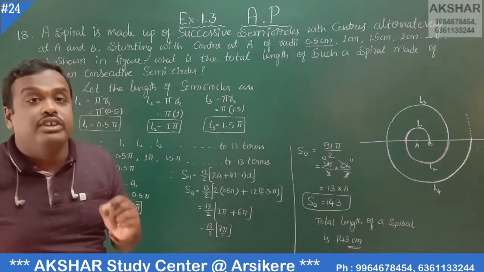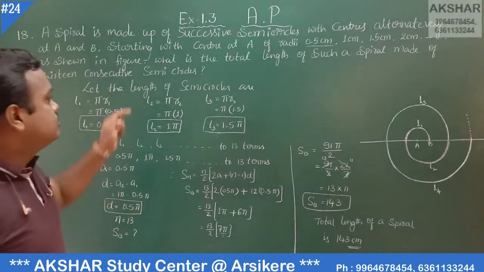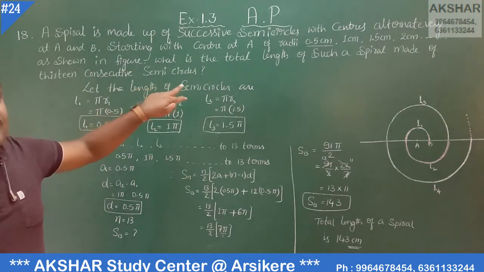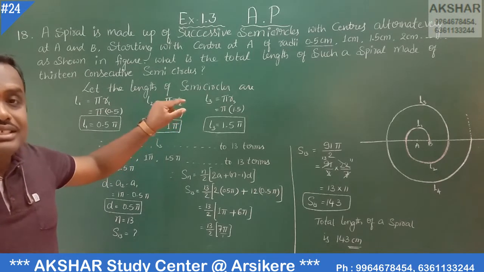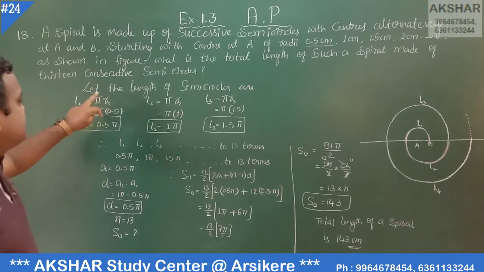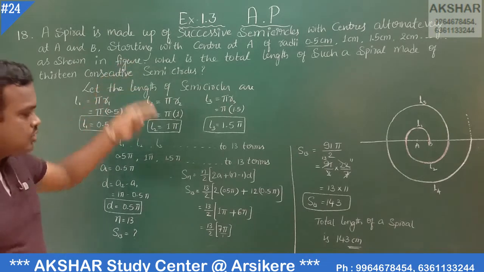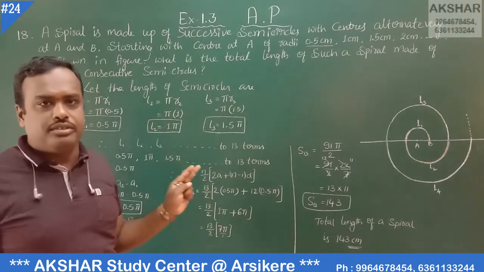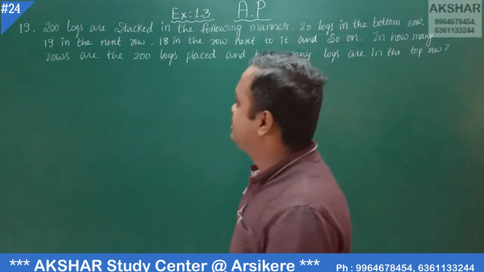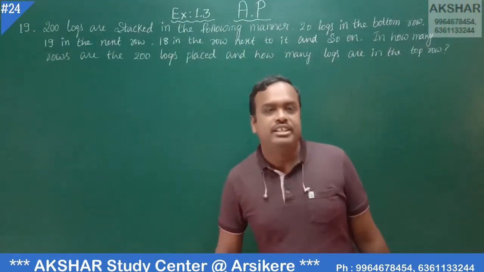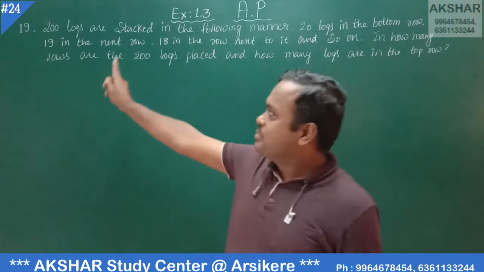Got it? Very, very important problem, because to solve this problem we have used the geometrical formula, that is the length of a semicircle. Keep in mind, length of a semicircle is pi r. In this concept we can find the solution. Okay, children? Fine. Now move on to the next problem, that is the 19th problem.